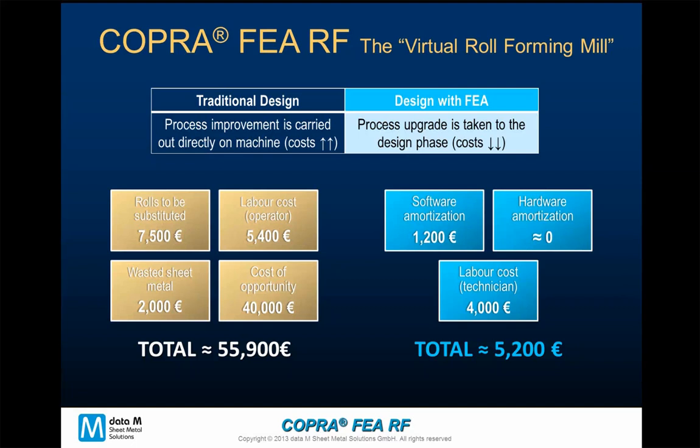we have software amortization to consider. We have a negligible or no hardware amortization to consider. And then for the time of the project, we have the labour cost of the technician, the role designer and finite elements analysis engineer, who's now doing all of the work in the office. So this cost is €5,200. Ultimately, for this particular profile, there was a €50,700 cost saving. So if you imagine you're manufacturing 10 or 20 roll tool sets a year, and you're presented with these same problems, the savings you could make.